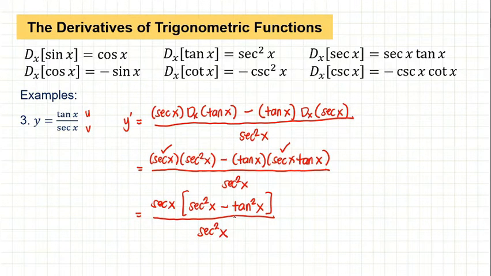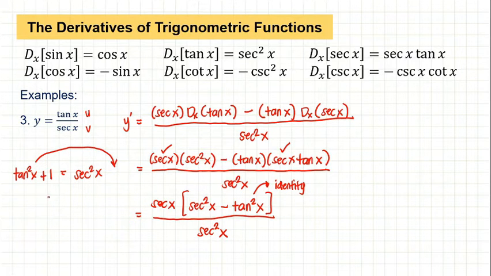Now, take note, secant squared x minus tangent squared x is an identity. Take note, tangent squared x plus 1 is equal to secant squared x. This is one of the Pythagorean identities. Now, if I'm going to move this tangent squared x to the right hand side of the equation, we will have 1 is equal to secant squared x minus tangent squared x, which is this one. So therefore, secant squared x minus tangent squared x is just equal to 1. So I can replace this one by 1.